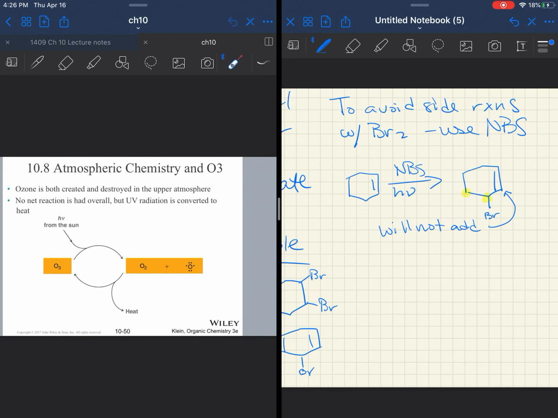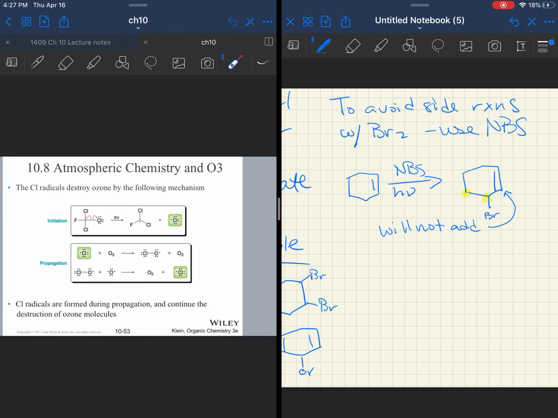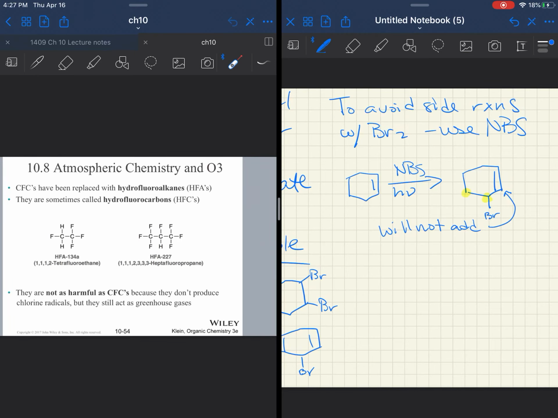Now, there are some interesting little topics in this chapter, and I recommend reading them. I think they're interesting, but I'm not going to test you over them. Look at the radical reaction for atmospheric oxygen. It's really interesting about why we don't use chlorofluorocarbons anymore.